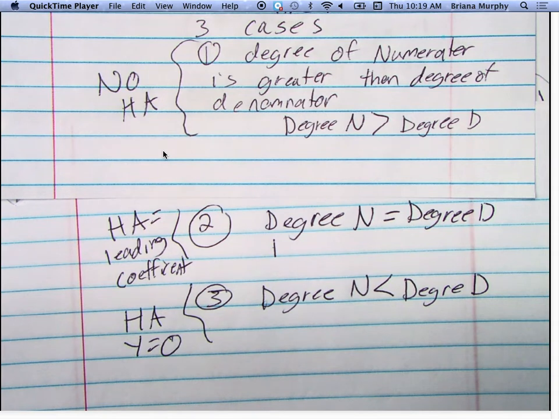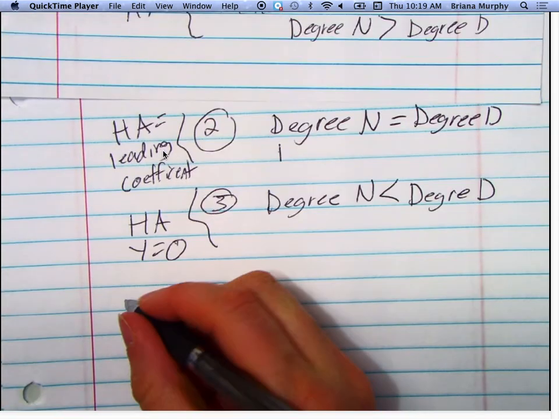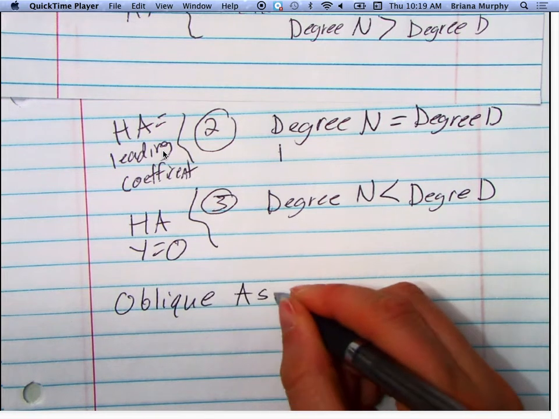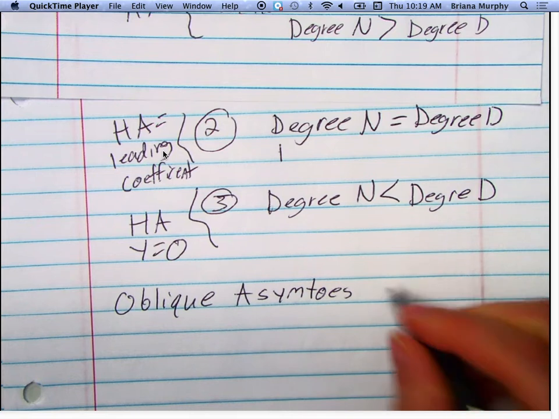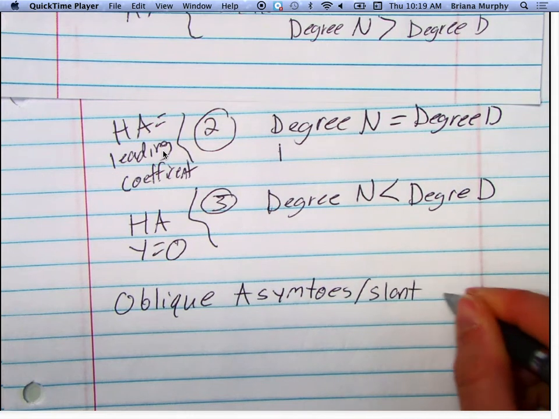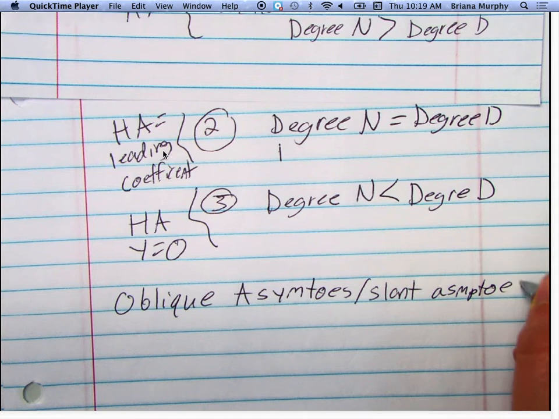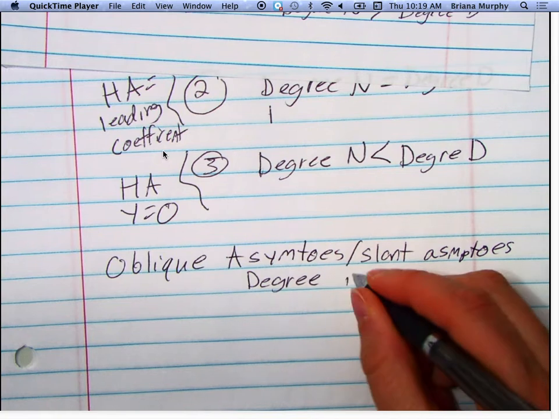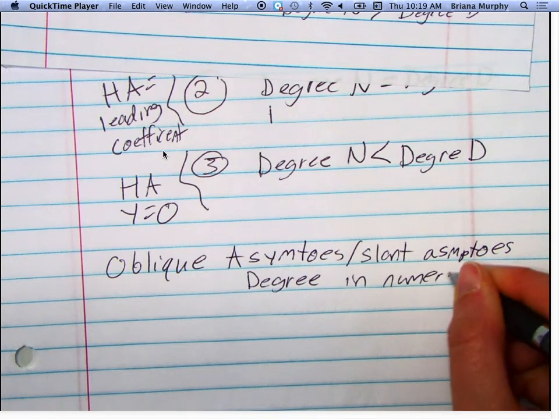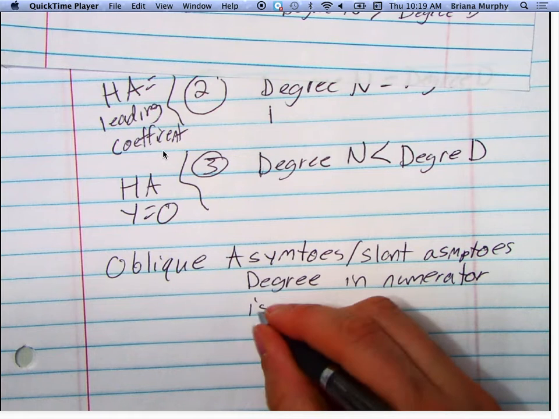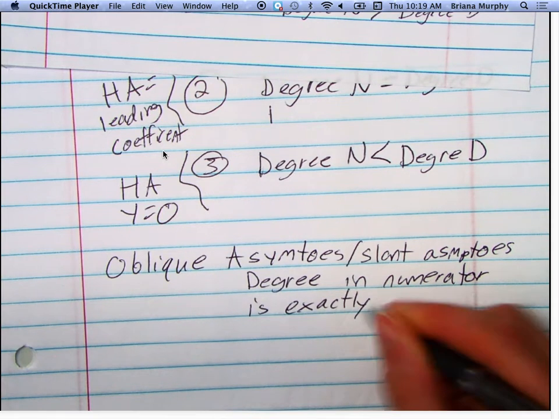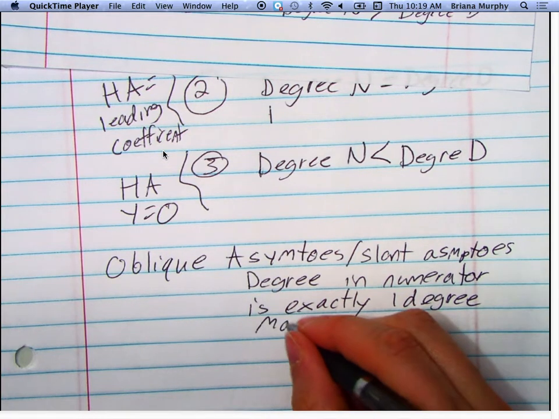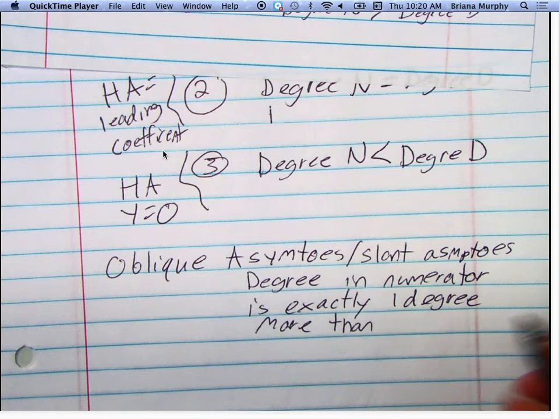Okay. Now, finally, there's oblique asymptotes. And we sometimes call them slant asymptotes. Okay? This is only when the degree in the numerator is exactly 1 degree more than the denominator.